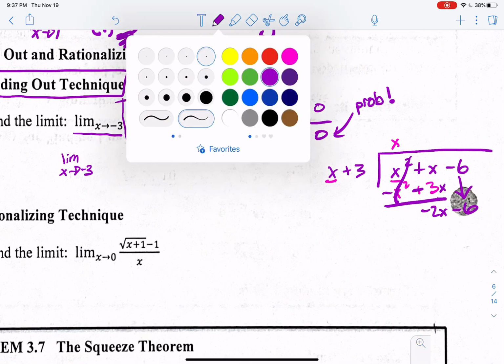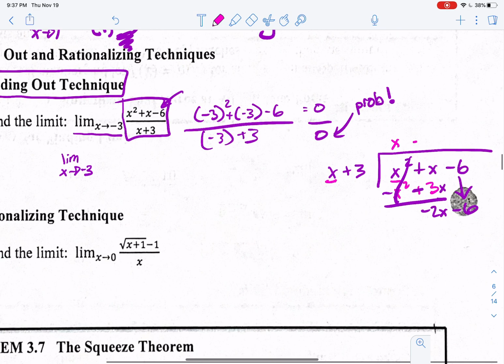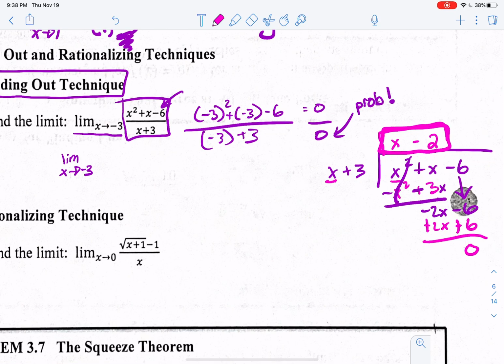And then I begin again. So what do you take times x to get negative 2x? I need a minus 2. Negative 2 times x is negative 2x. And negative 2 times 3 is a negative 6. I flip the signs, and my remainder is 0. So x minus 2 is what I get when I divide that out.